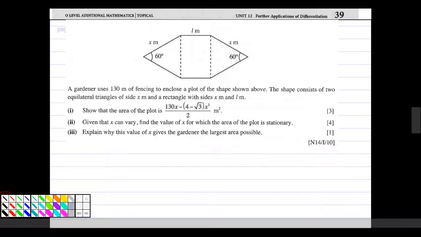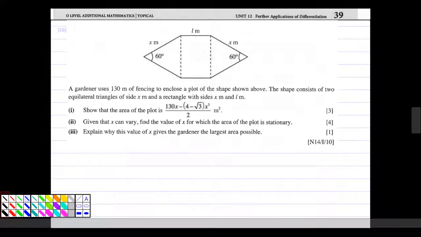When you look at this question, start already. Now, this thing here means the perimeter, so you can write that down. And it consists of two equilateral triangles, not indicated in the diagram. So can you indicate that?